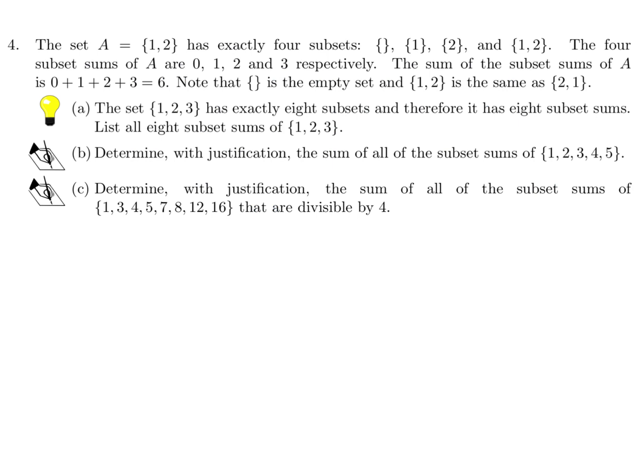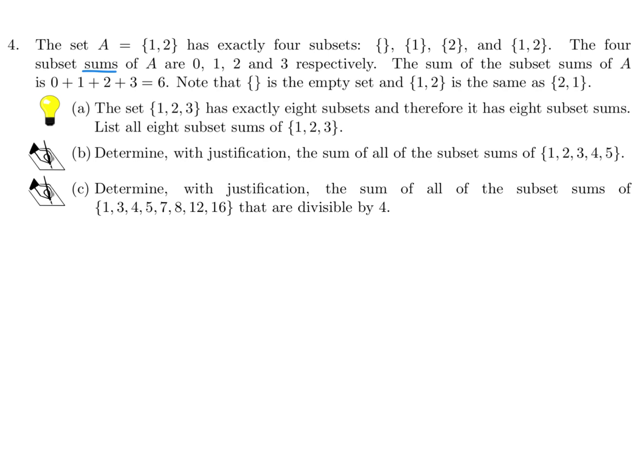The set {1, 2} has exactly 4 subsets: the empty set, {1}, {2}, and {1, 2}. The 4 subset sums of A are 0, 1, 2, and 3, respectively. The sum of the subset sums of A is 0 plus 1 plus 2 plus 3, which is 6. Note that {1, 2} is the same as {2, 1}. The set {1, 2, 3} has exactly 8 subsets, and therefore has 8 subset sums. List all 8 subset sums of {1, 2, 3}.